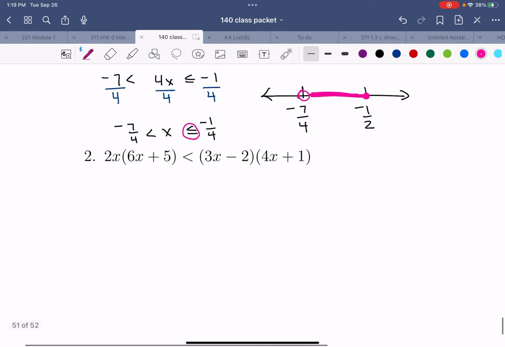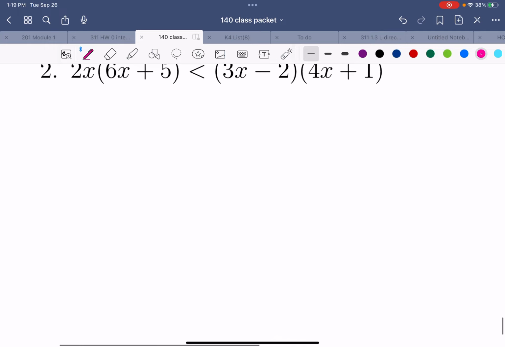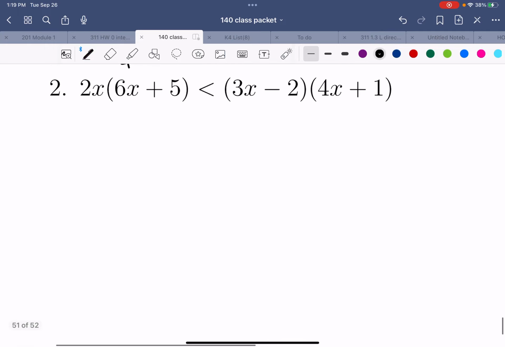Okay, now on to number 2. For this one, we're going to go ahead and start out by distributing. Let's take care of all those in parentheses.